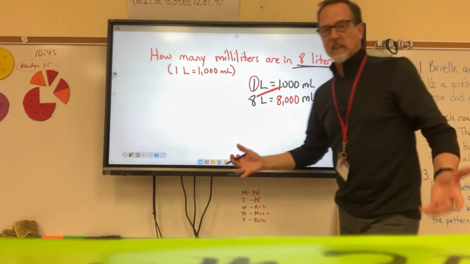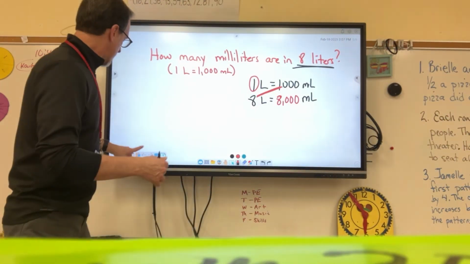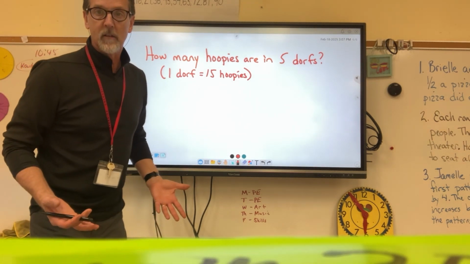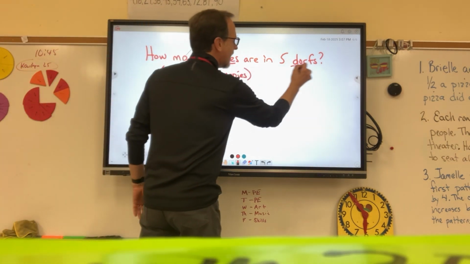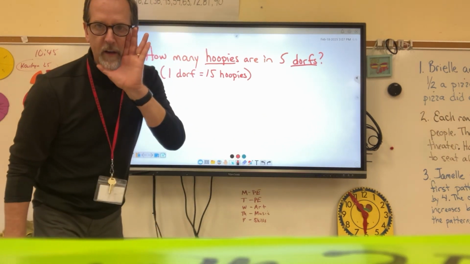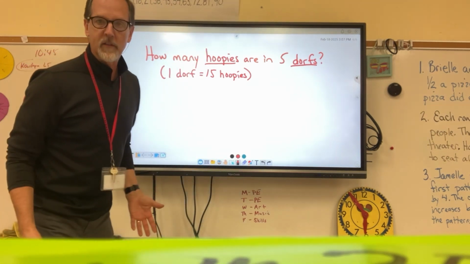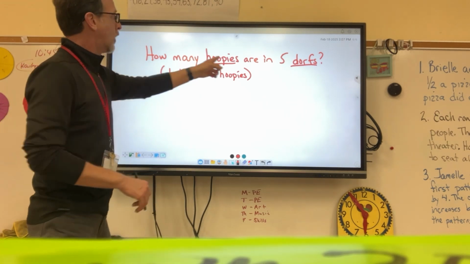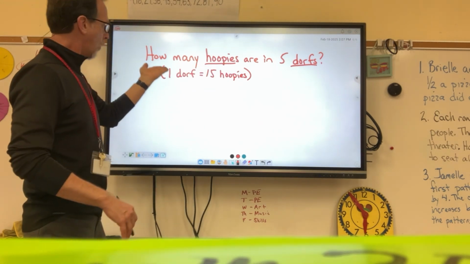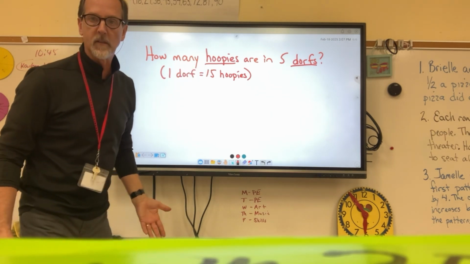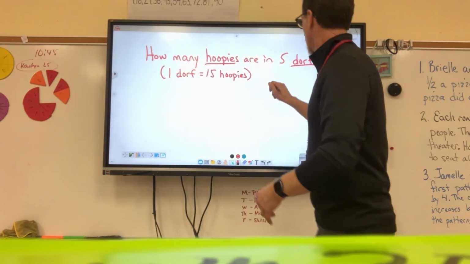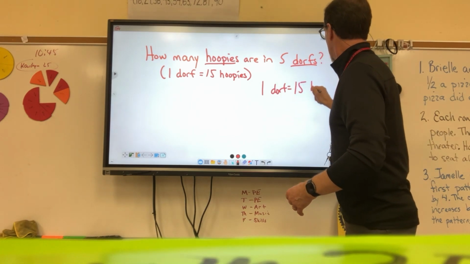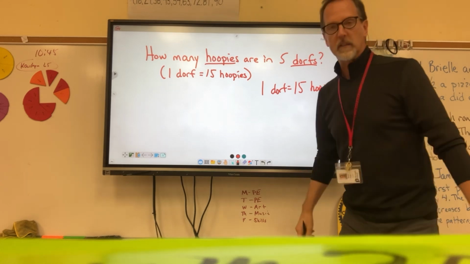Okay? It doesn't matter if you know the measurements or not. This one, I'm being silly. I made up 2 measurements. Okay? In this one, I've got hoopies and dwarfs. They're not real. Okay? Hoopies and dwarfs. Doesn't matter, because I'm telling you how they convert. All right? How many hoopies are in 5 dwarfs? Well, 1 dwarf is equal to 15 hoopies. So I write that down. 1 dwarf is equal to 15. I'm going to abbreviate and call it hoopies. I'm going to call it hoop.